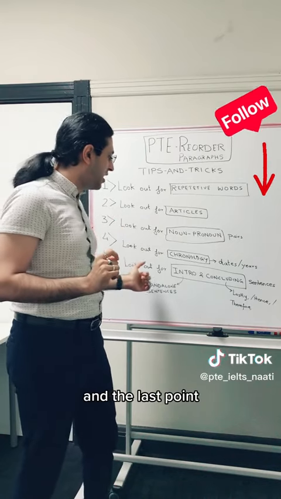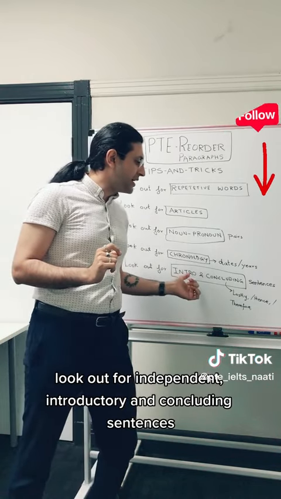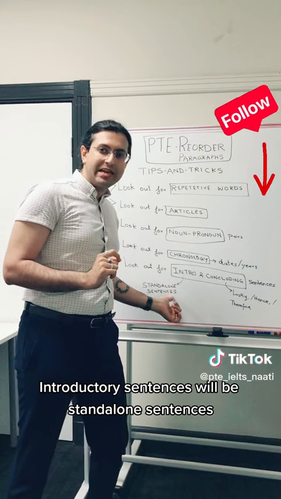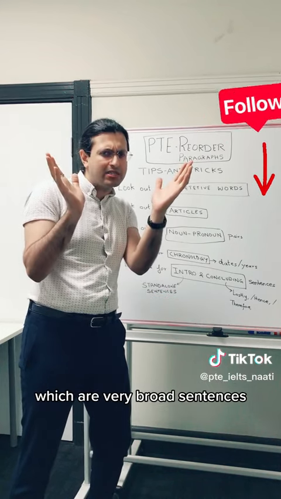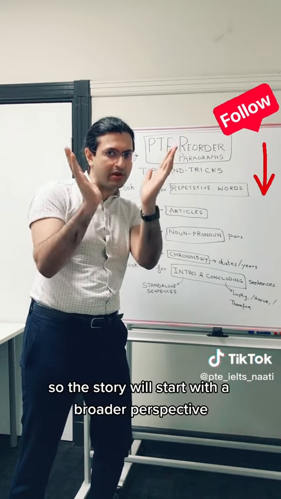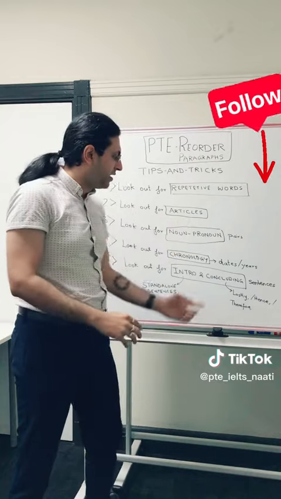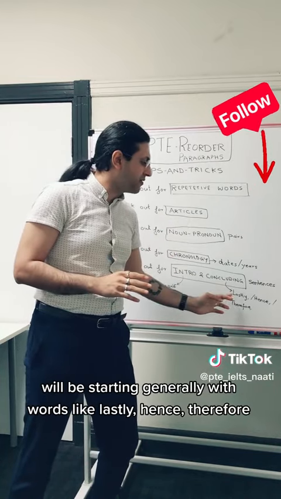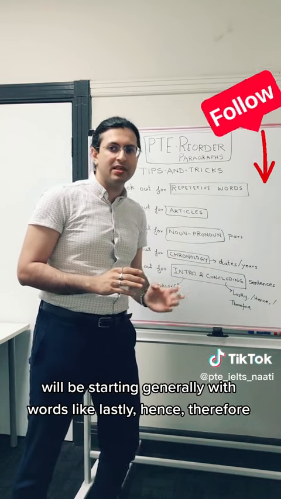And the last point, look out for independent introductory and concluding sentences. Introductory sentences will be standalone sentences which are very broad sentences. Think of it like a funnel, broad and then narrow. So the story will start with a broader perspective. And the concluding sentences, the last sentence of the paragraph, will generally start with words like lastly, hence, therefore.